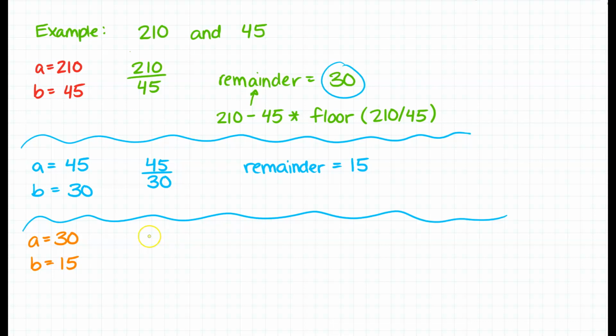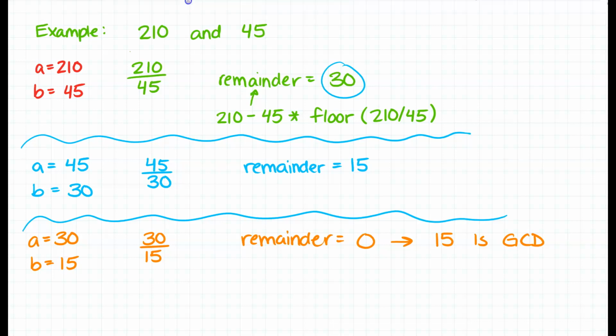And here we're going to say 30 divided by 15. Our remainder is equal to 0, which means that 15 is the greatest common divisor of 210 and 45. So 210 divided by 15 is 14. 45 divided by 15 is 3. So 15 is the greatest number that can be evenly divided into both 210 and 45.